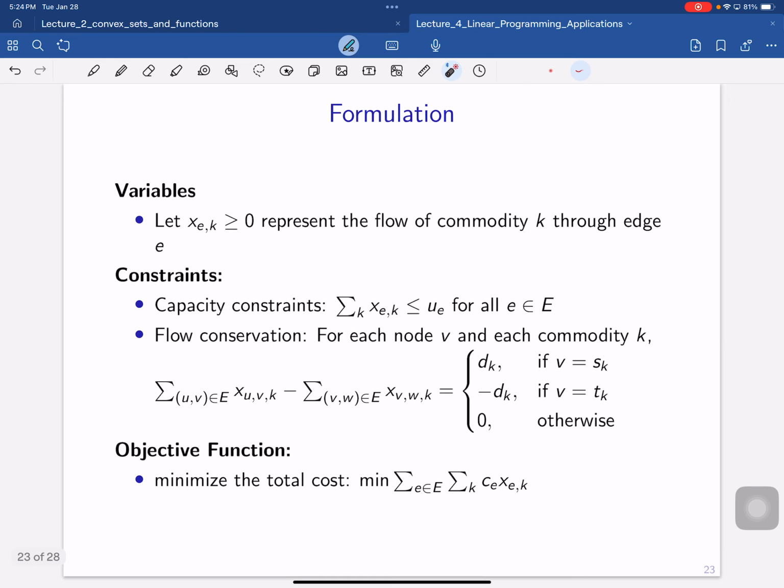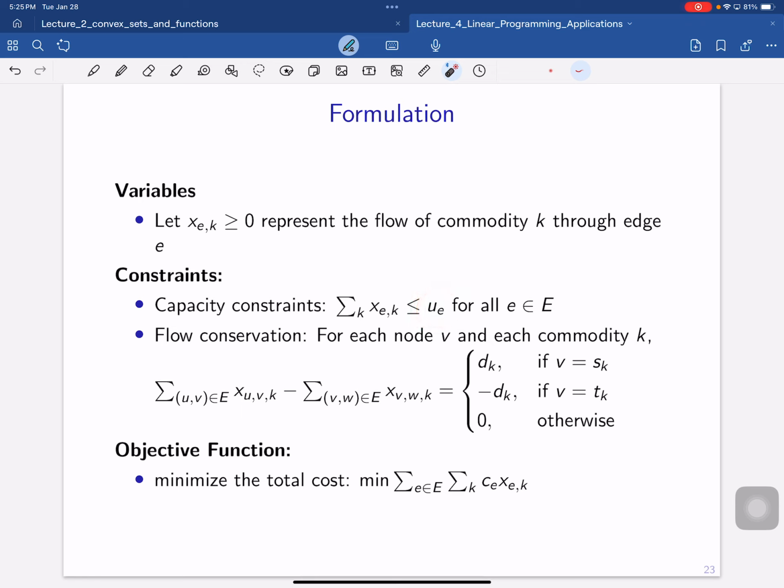So how to formulate this problem? The major decision you are going to take is how much commodity is being shipped through each edge, right? So that's why we use this subscript E to denote the edge, and K denotes a given type of commodity. Okay. And then what constraints do you have? First of all, you have those capacity constraints, right? If you sum over all the K, the different types of commodities, at a given edge, it should be less than or equal to the capacity of the edge, right?